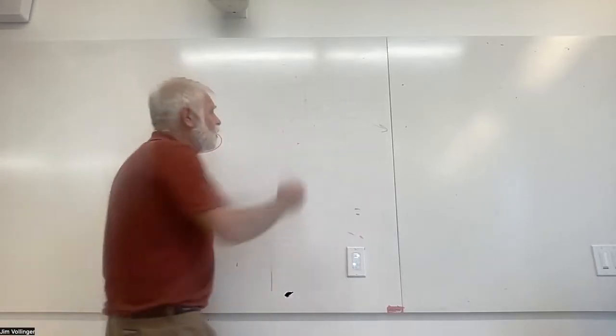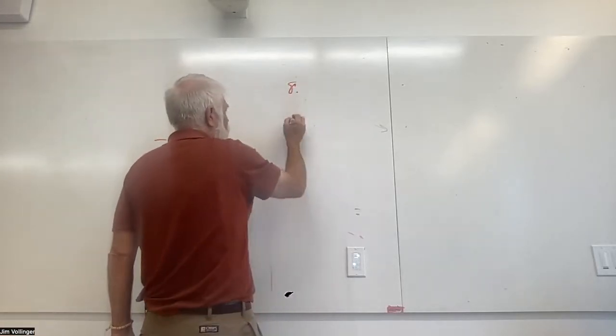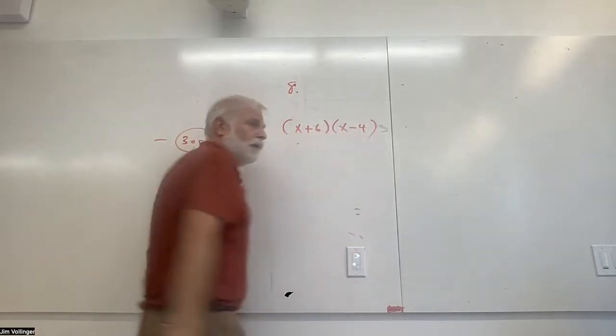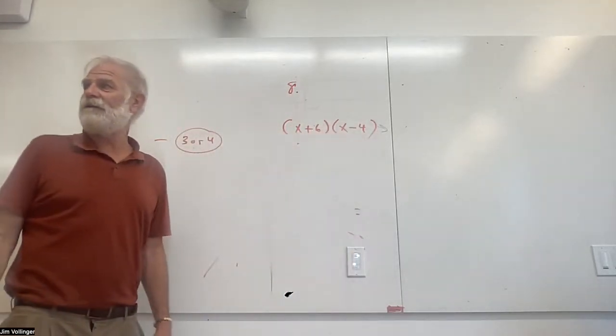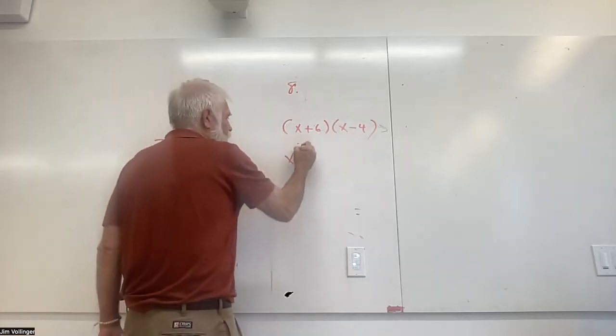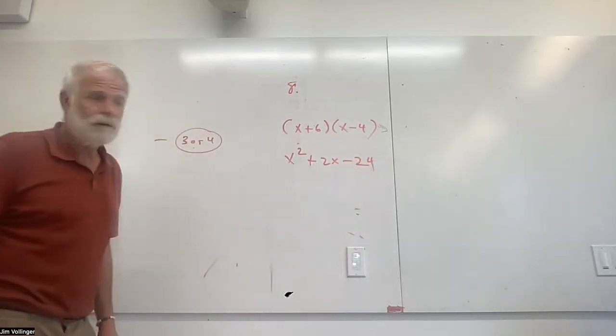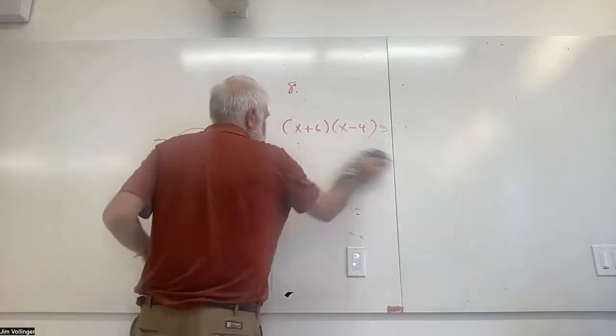Number 8. Okay, I think you can do this much better now than yesterday. X plus 6, all the time that you spent this afternoon factoring, right? So I'm hoping you're seeing that as x squared plus 2x minus 24 without me having to FOIL it. But I will FOIL it because it is a hallmark.